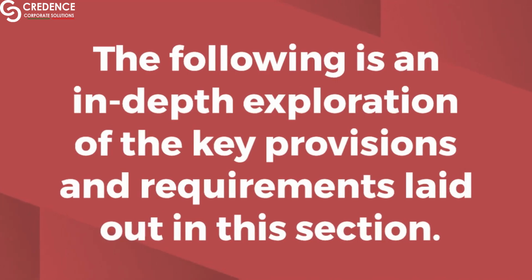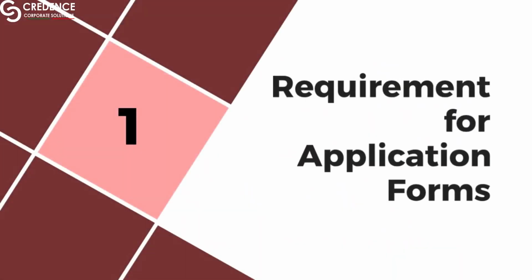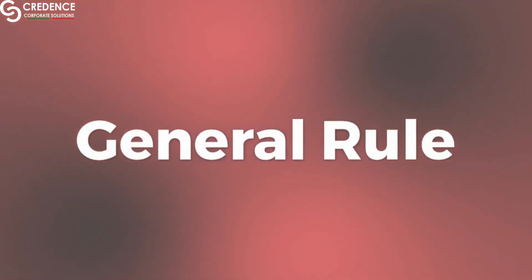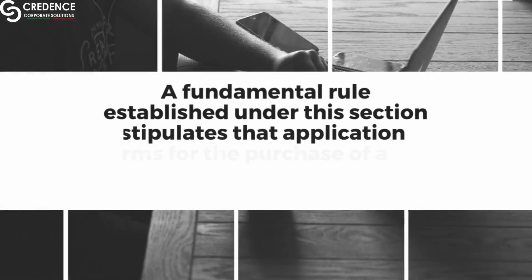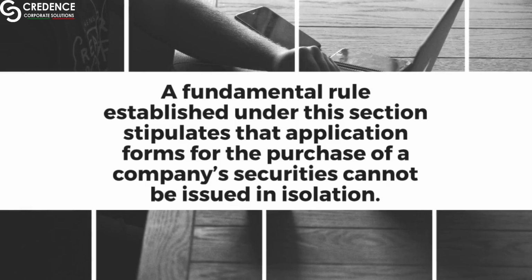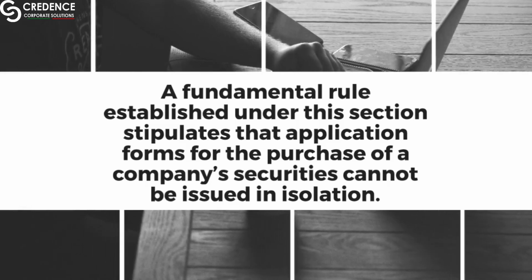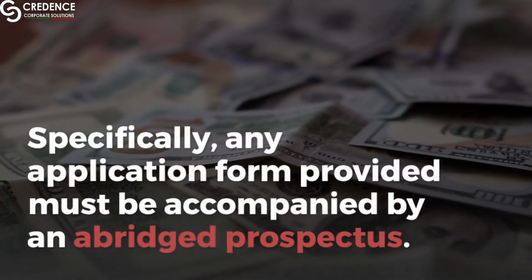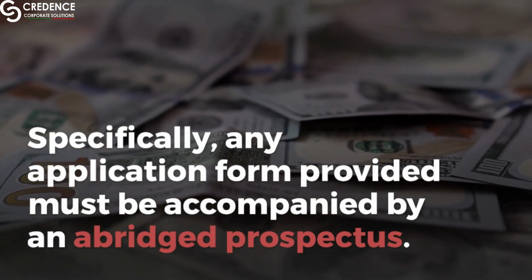The following is an in-depth exploration of the key provisions and requirements laid out in this section. 1. Requirement for application forms. General Rule. Abridged prospectus requirement. A fundamental rule established under this section stipulates that application forms for the purchase of a company's securities cannot be issued in isolation. Specifically, any application form provided must be accompanied by an abridged prospectus.